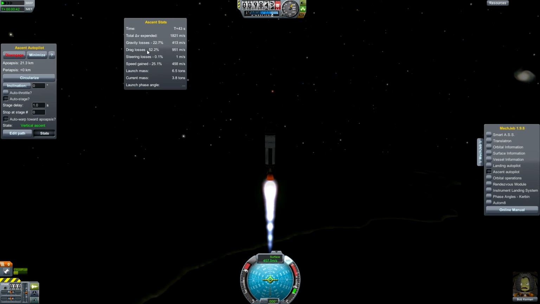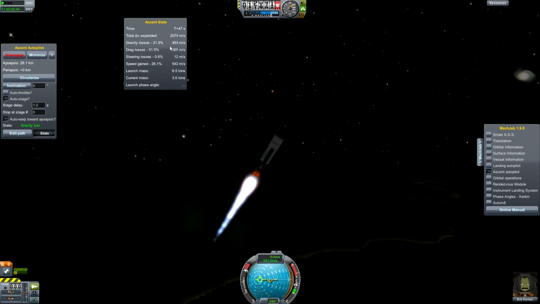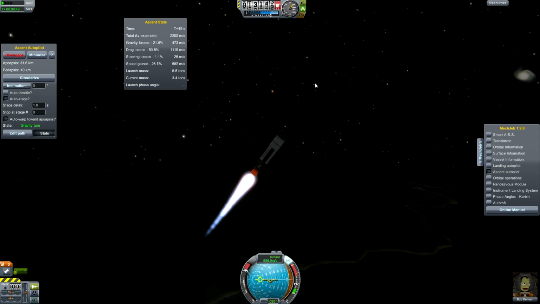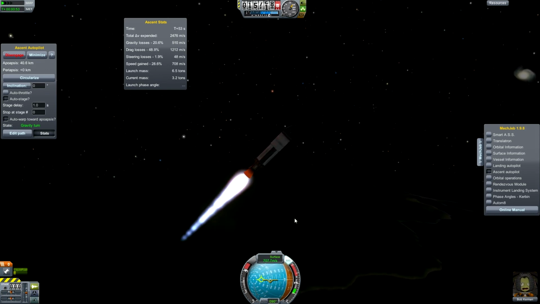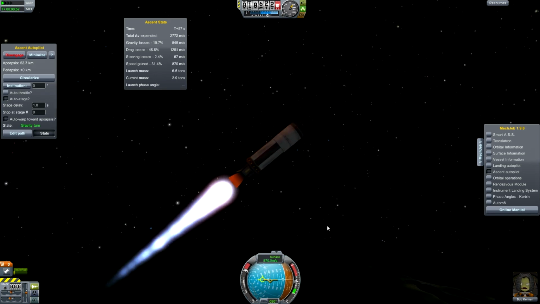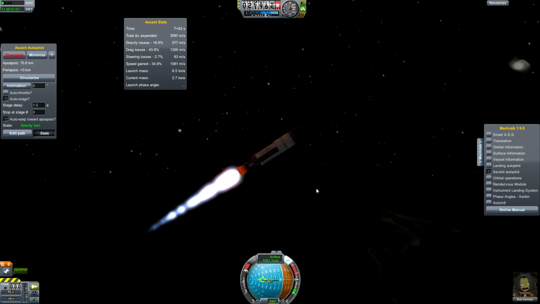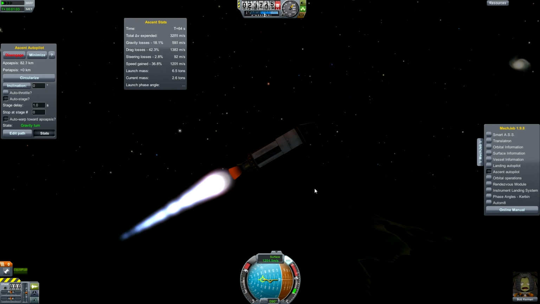And see, drag losses are now at over 50%. We've lost a huge quantity of fuel doing very, very little. You see, we're moving so fast we're getting re-entry effects even though we're inside the atmosphere. That's quite funny. Even though we're leaving the atmosphere rather than coming back in.